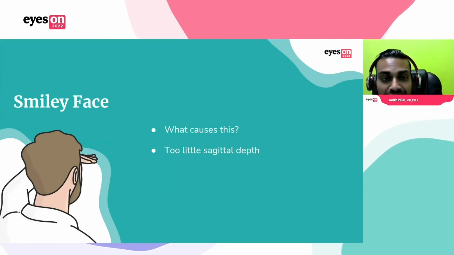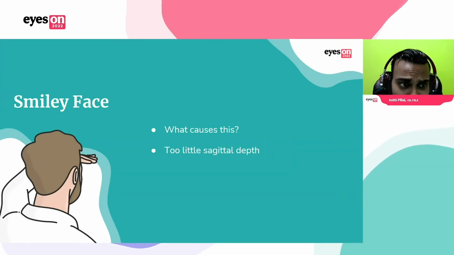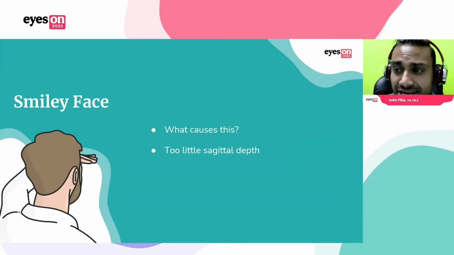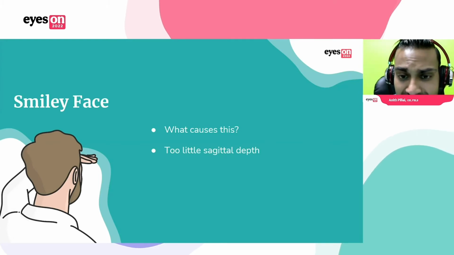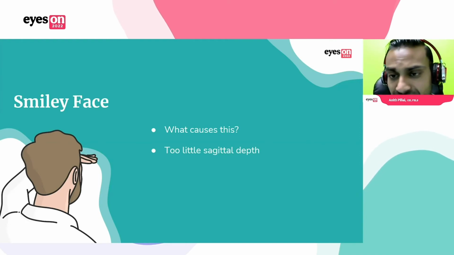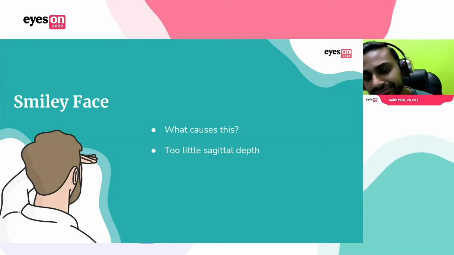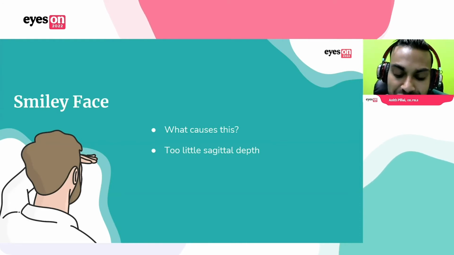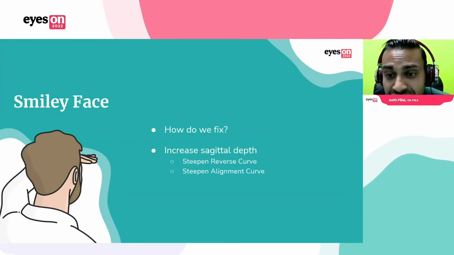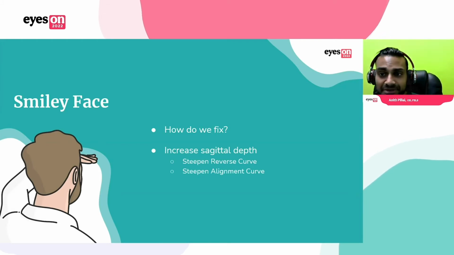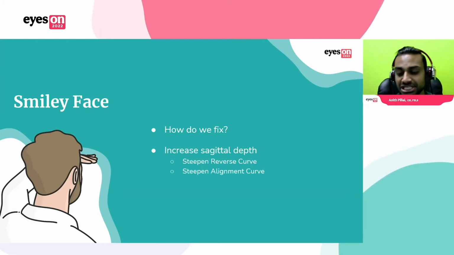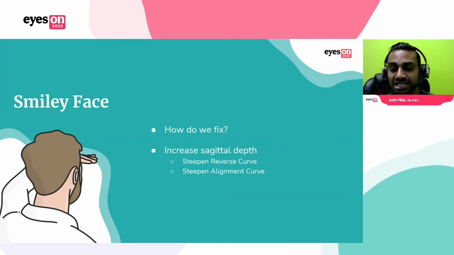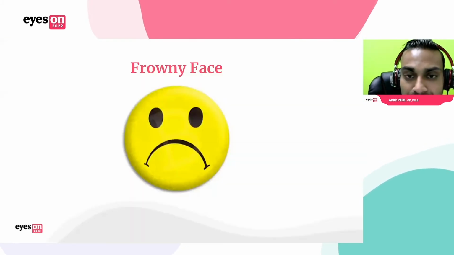And what causes superior decentration? There's just too little sagittal depth. Or another way to put it, you could say it's too flat. The lens is designed too flat. I prefer to use sagittal depth. I think that's a more accurate representation instead of saying flat or loose. That can be confusing when you're used to RGP design. So too little sagittal depth will cause superior decentration, and to fix it, you obviously increase it. To increase the sagittal depth of the design, you steepen your reverse curves or steepen the alignment curves. That'll increase the sagittal depth and improve that centration.